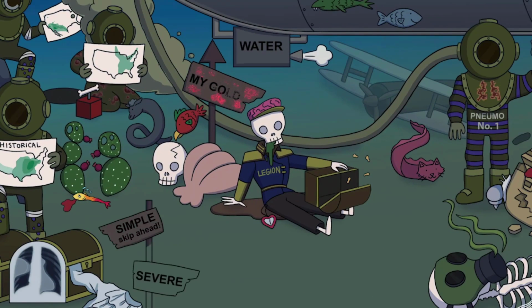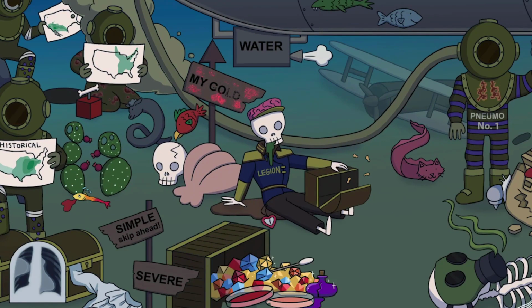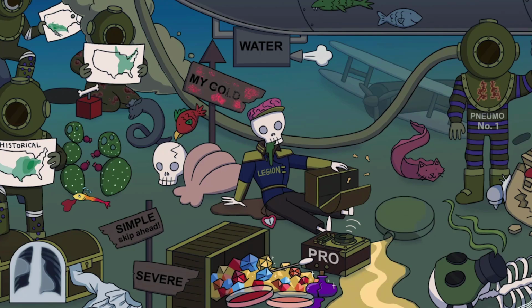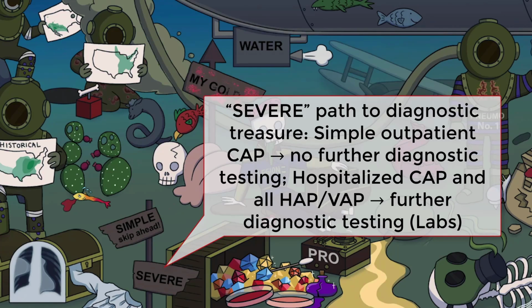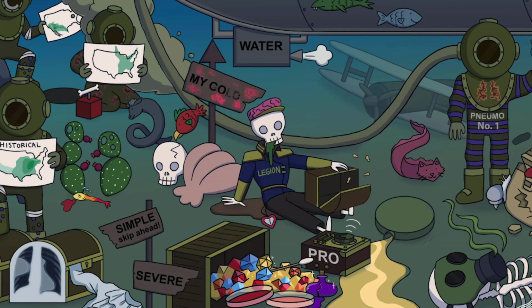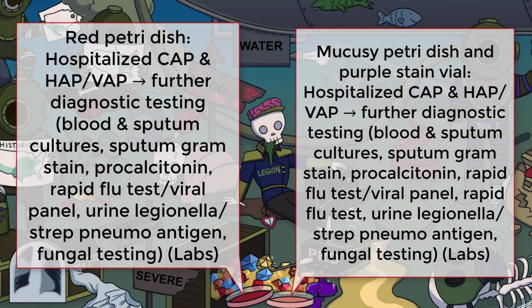As we'll discuss in more detail in the next video, stable patients with CAP can often be managed in the outpatient setting. In these cases, further diagnostic testing is often skipped and empiric antibiotics are started. On the other hand, patients hospitalized with CAP, and in all cases of HAP or VAP, will require further diagnostic testing. This includes blood and sputum cultures, as well as sputum gram stain.